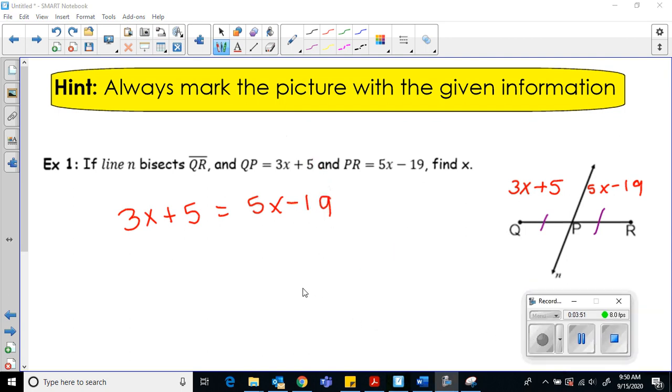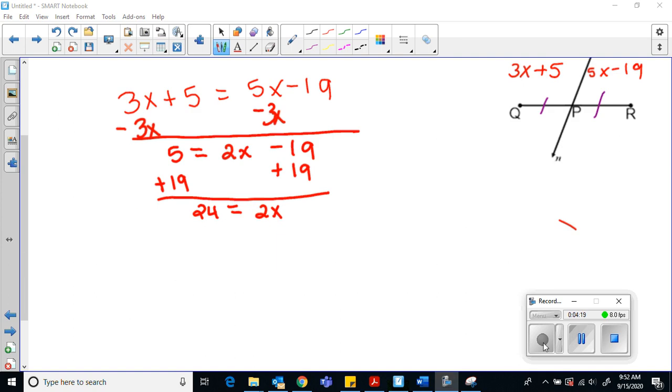And so now it just becomes a thing where we need to solve the equation. Once you know what pieces are congruent, you can start solving. So now we're going to subtract 3x from both sides. And now we've gotten down to a two-step equation, so then we're just going to add 19 to both sides. And then we'll divide by 2 to figure out the value of x.